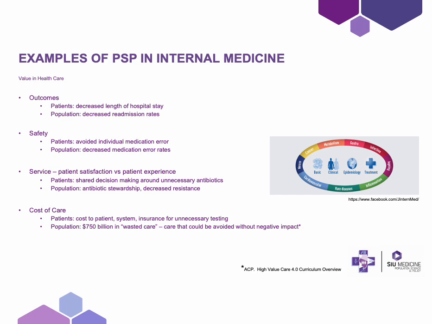For service, patient satisfaction versus patient experience. At an individual patient level, we want to see shared decision-making around unnecessary antibiotics. That's an example: a patient comes in with a viral illness and is requesting antibiotics. Well, certainly antibiotics are not appropriate in that situation. At a population level, we're thinking about antibiotic stewardship and decreased resistance patterns in microbes. If we're looking at cost of care at a patient level, we're looking at the individual cost to the patient, the system, and the insurance for unnecessary testing. At a population level, there is about $750 billion per year in wasted care that could be avoided without negative impact on the patient's overall outcome.